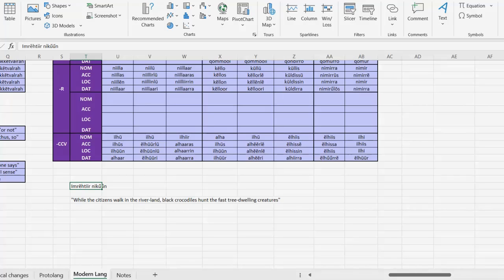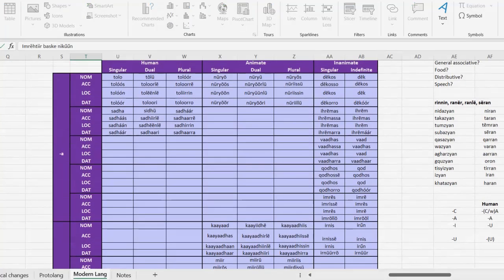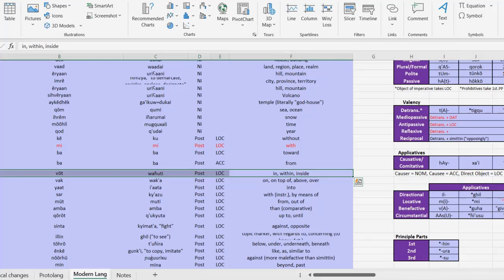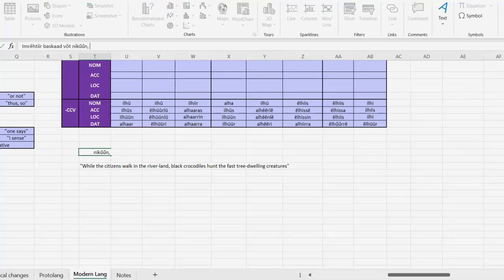Okay, then we need in the riverland. So river is baske, and then land in the locative is the same as it is in the nominative, which is vad, but since this is being suffixed, the W would never fortify, so we'd get baskad. Now we could technically leave it like that, but it feels a little bit empty without a postposition there. I'm just going to throw in this word that means in or inside, which coincidentally comes from the same root as our inhabitant-of suffix. Okay, so that's while the citizens walk in the riverland.